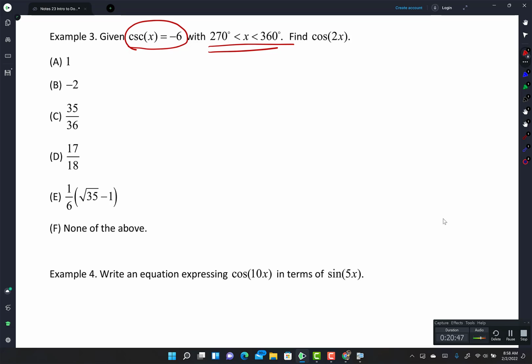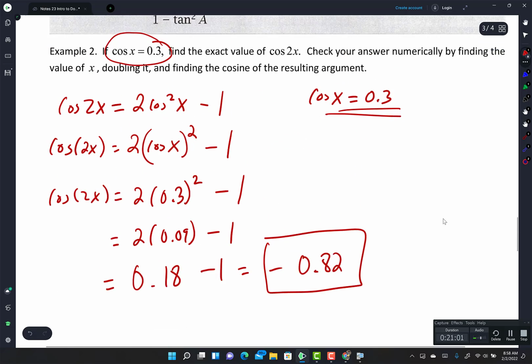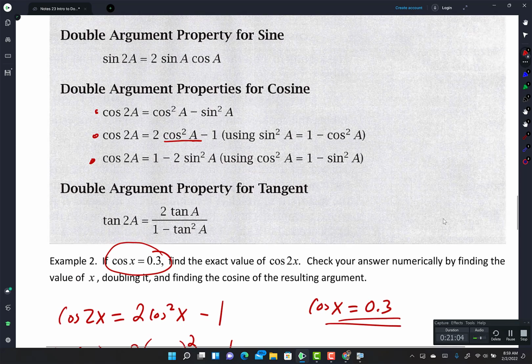Sine. So the first thing I'm going to do is write sine x equals negative 1/6. Are we okay with that statement? Next, I need to pick a formula for cosine 2x. So let me go to my formulas. Which one am I going to use for cosine 2x? The top one, the middle one, or the bottom one? The bottom one, because that's the one that only has sine.